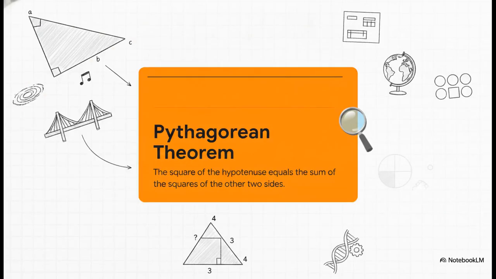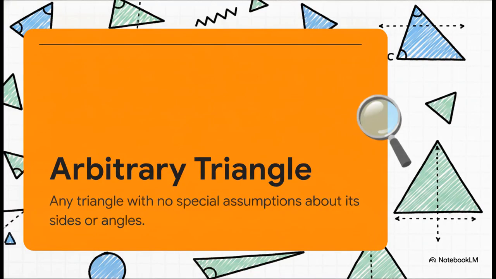Now, what's really interesting about this slide is how fundamental this theorem is across absolutely every discipline. Pythagorean theorem. Use the Pythagorean theorem to find the missing side. Arbitrary triangle. Consider an arbitrary triangle ABC.